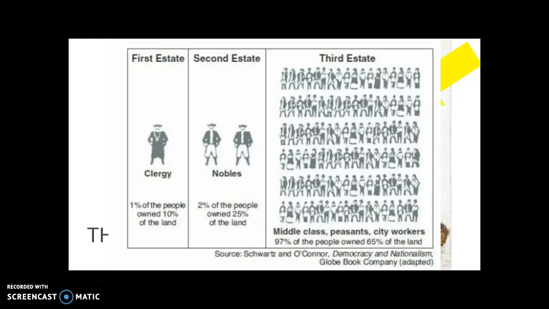They also had to pay rent to the second estate, who were the landowners, and then they also had to pay a 10% tithe to the church. So the people who were making the least amount of money are paying the highest amount of taxes. So think about that for just a minute.